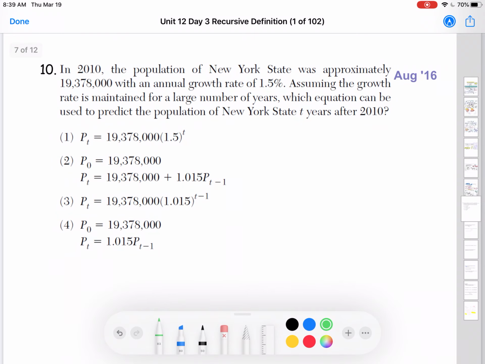All right, here we go. At least there's no cats crying or dogs barking today. All right, let's check this out.